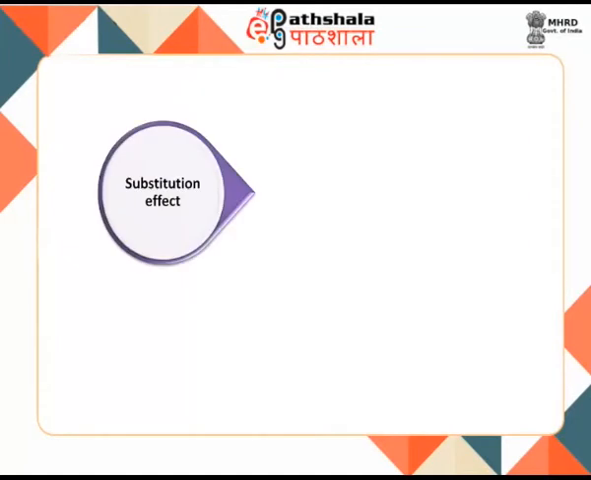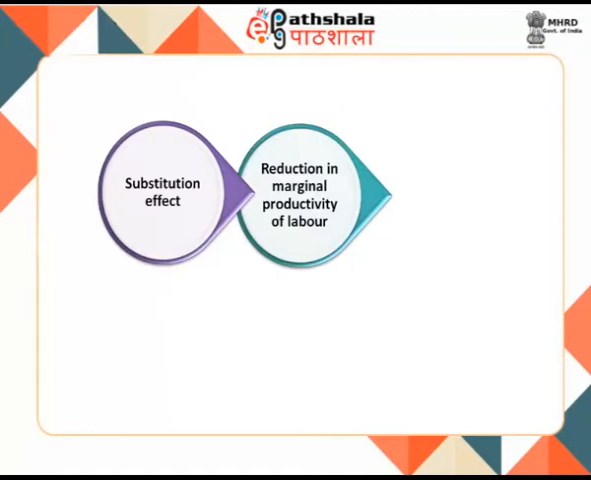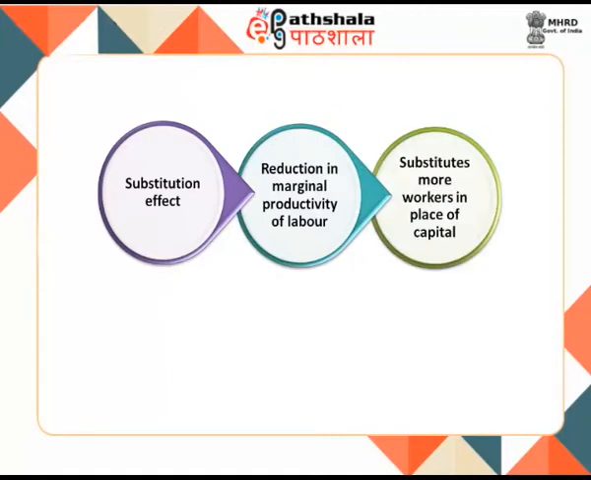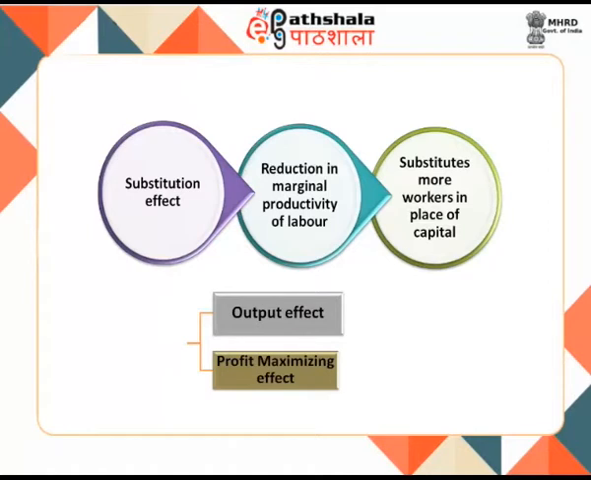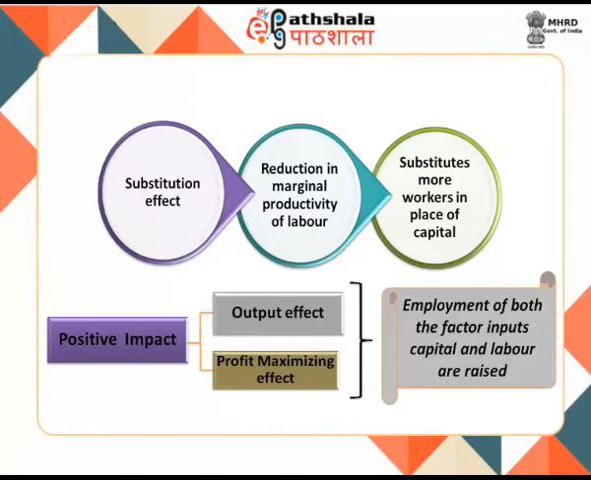We will see how substitution, output, and profit maximization effects help us to derive the labor demand curve. The substitution effect leads to a reduction in marginal productivity of labor as it substitutes more workers in place of capital, while the output effect and profit maximizing effect both have positive impact on the marginal productivity of labor. This is because the employment of both the factor inputs, capital and labor, are raised by these two effects.